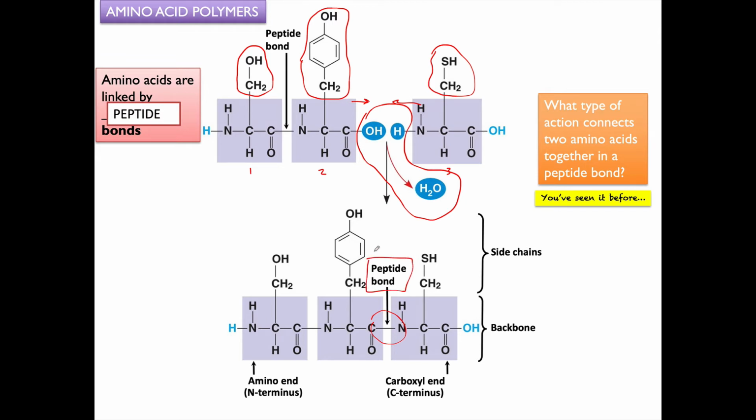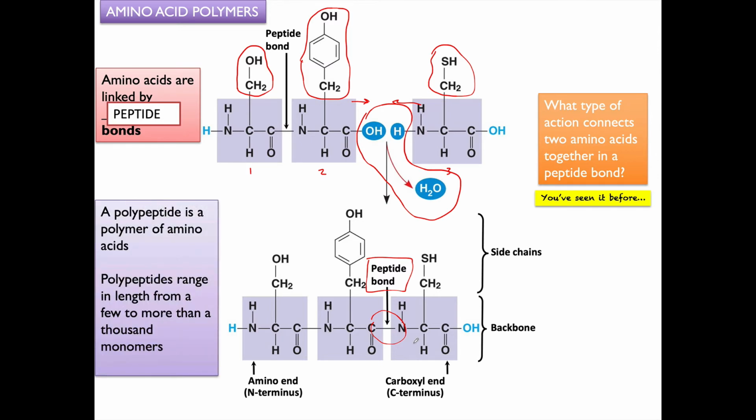Okay, and that's how you go from, this would technically be called a dipeptide because there's 2 amino acids. We add a third one, we have 1, 2, 3, we have a tripeptide now. So a polypeptide is a polymer of amino acids. Polypeptides can range in length from just a few to more than 1,000 monomers. Imagine a chain of 1,000 of these amino acids in a row. It's pretty awesome.